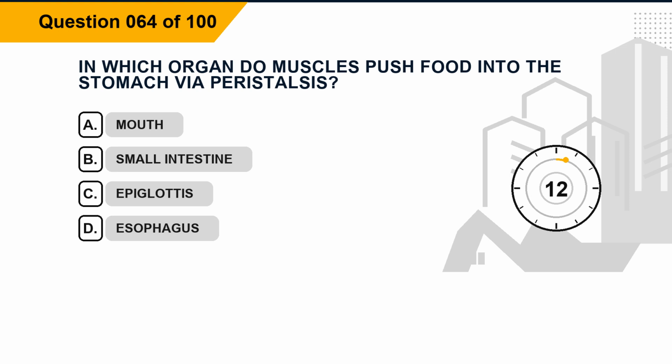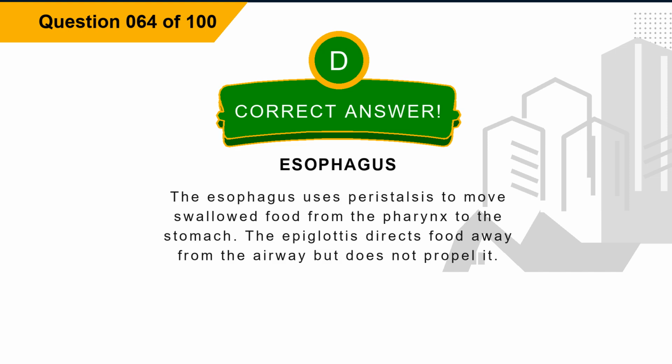Question 64. In which organ do muscles push food into the stomach via peristalsis? Option A, mouth. Option B, small intestine. Option C, epiglottis. Option D, esophagus. The correct answer is option D, esophagus. Explanation. The esophagus uses peristalsis to move swallowed food from the pharynx to the stomach. The epiglottis directs food away from the airway but does not propel it.